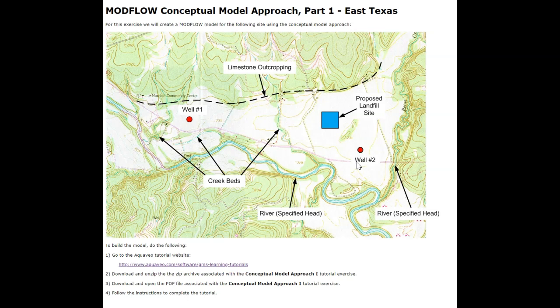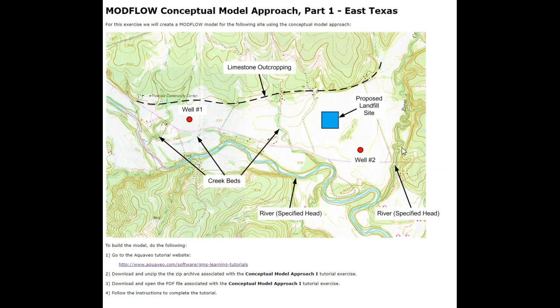And in this exercise, like I mentioned, it's going to be done in multiple steps. In this first part, we are going to build a model that follows these boundaries. Now this north part, the limestone outcropping, will be a no-flow boundary. And for the river here, it says you have three options. It could be a river package, or you could do specified head, or you could even use a general head package. Originally this tutorial was set up to use specified head, so that's what it says on this diagram.